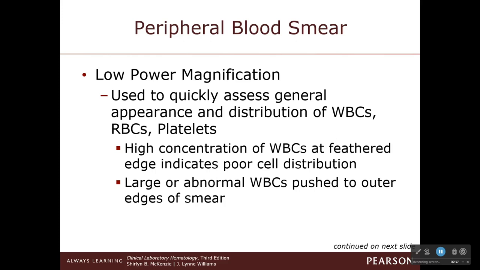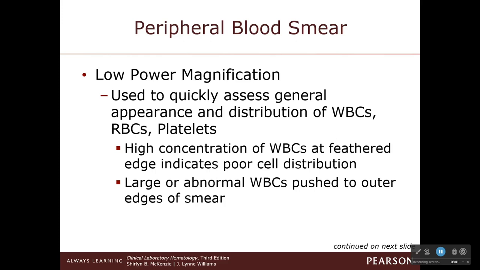So then on low power, you would scan to see if you see large megakaryocytes on the slide, and you would definitely recognize them because they're huge, okay? And as a matter of fact, I will show you some megakaryocytes on the bone marrow from an actual bone marrow aspiration later on, okay? All right, so looking at the distribution on low power is important to us, okay?